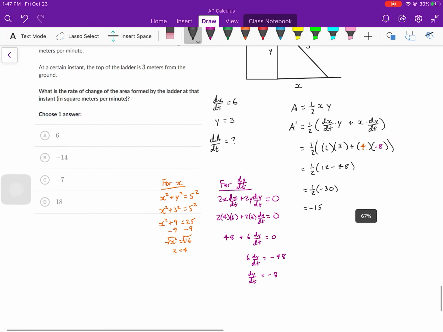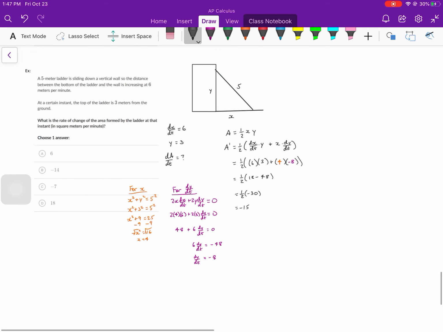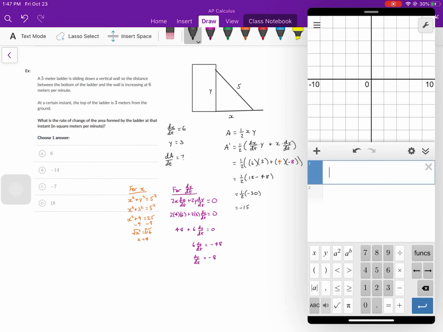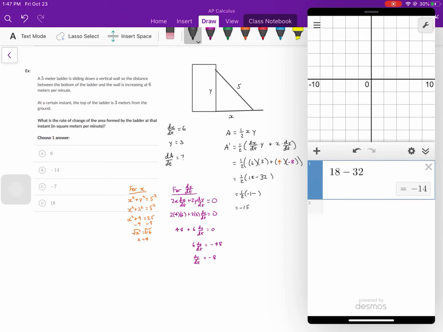Which gives us -15. I made a mistake somewhere in here. Let's just double check. Right before I said it. Oh, 4 times 8 is 32. What am I thinking? So that's -14. Half of that is -7. That makes more sense.